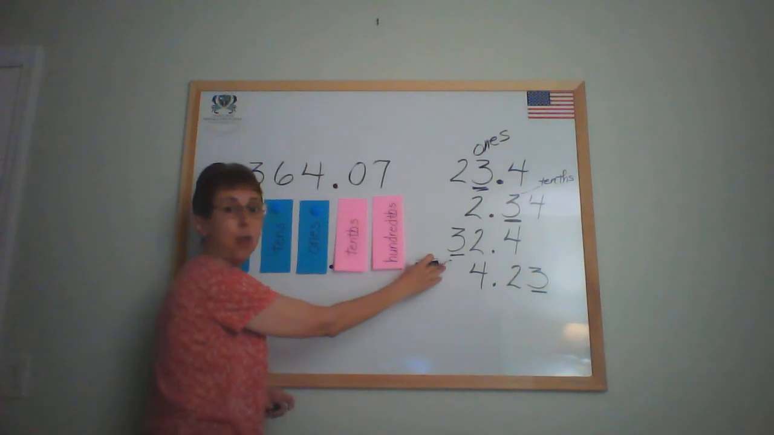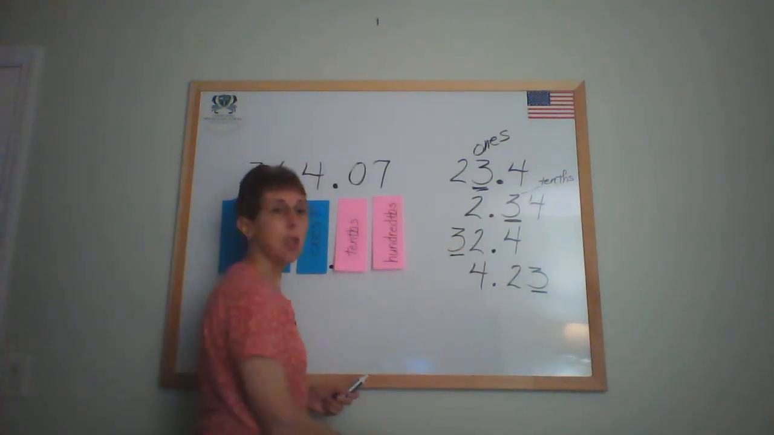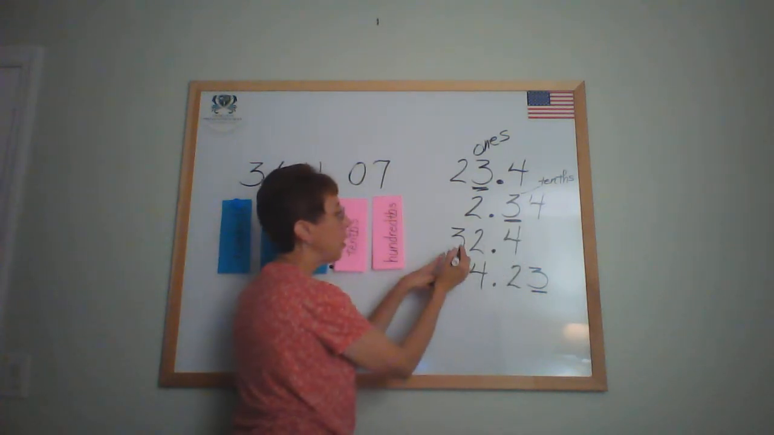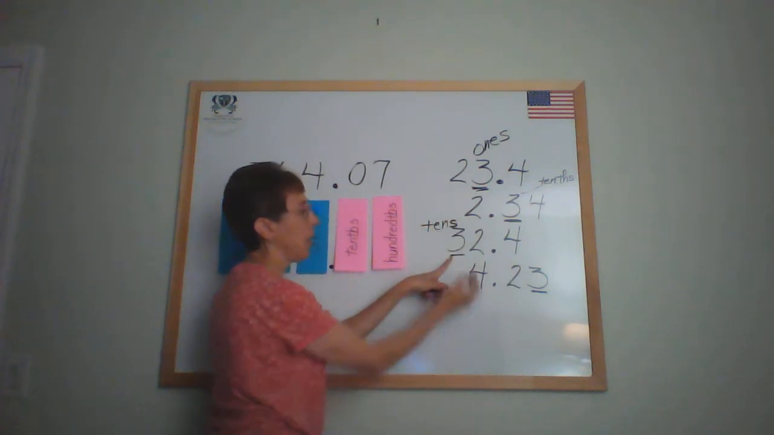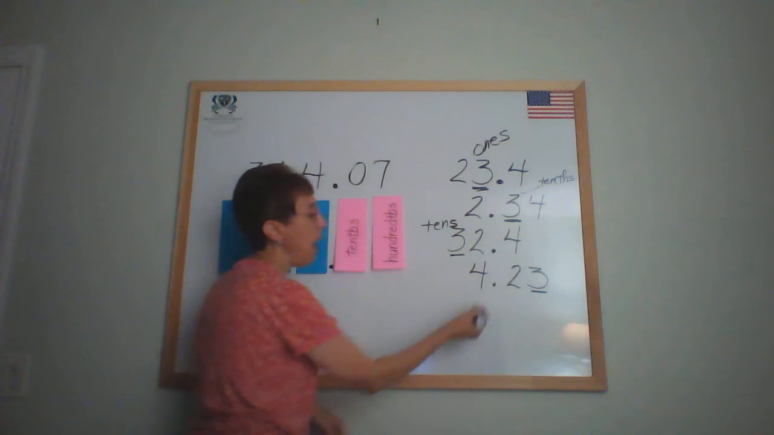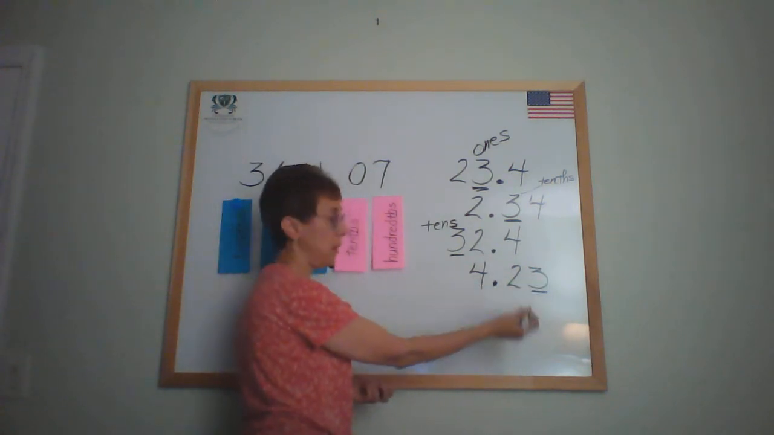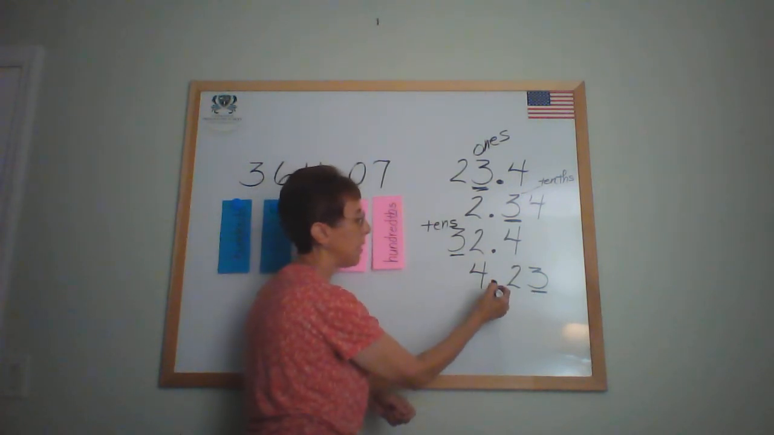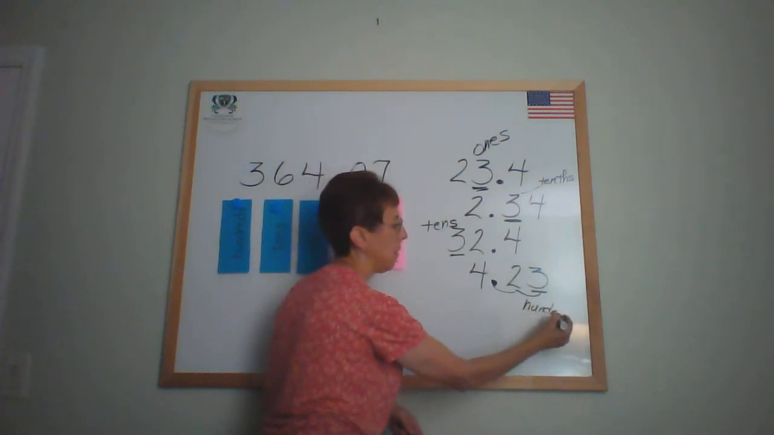Then we have 32 and 4 tenths. Again, it's no different than if this was just 32. If this was just 32, you would know that that 3 is in the tens place. Okay, ones, tens, hundreds. And then the last one is 4 and 23 hundredths. We're looking again still at the digit 3. Remember, to the right of the decimal point, your first place would be tenths, and the second place would be your hundredths.